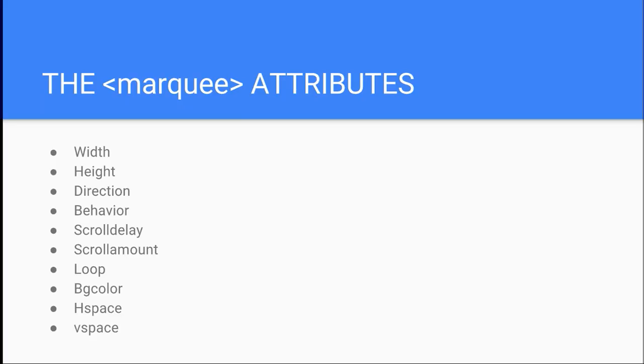And the next one is hspace. This specifies the horizontal space around the marquee. This can be a value like 10 or 20% or something like that. And the last attribute of a marquee is vspace. This specifies the vertical space around the marquee. This can be a value like 10 or 20%. So yeah, let's have a look at an example of HTML marquee.